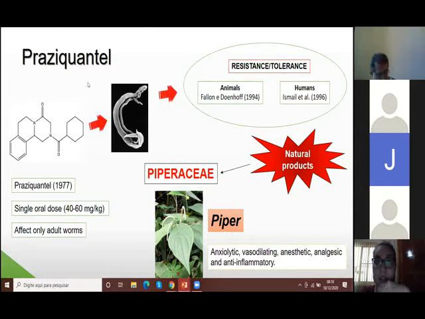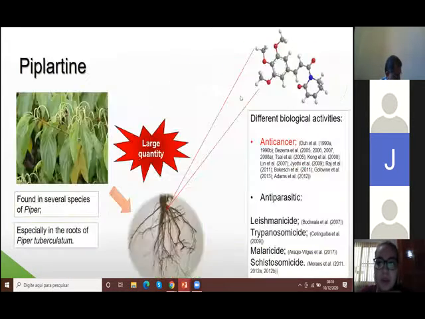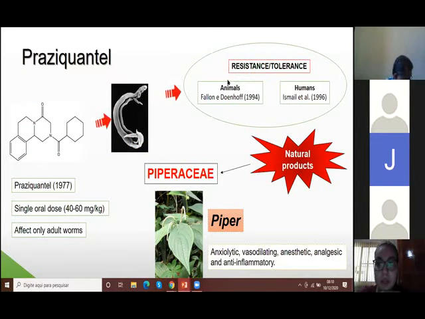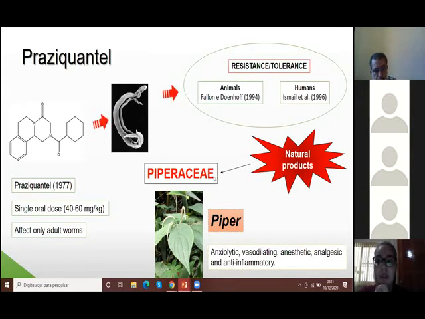And because of this intensive and large use of praziquantel, tolerant strains appeared, with the first registers in animals in 1994 and in humans in 1990. So this situation of the disease, the treatment and the prevention justifies the search for new molecules based on natural products, especially because of the biodiversity in Brazil.